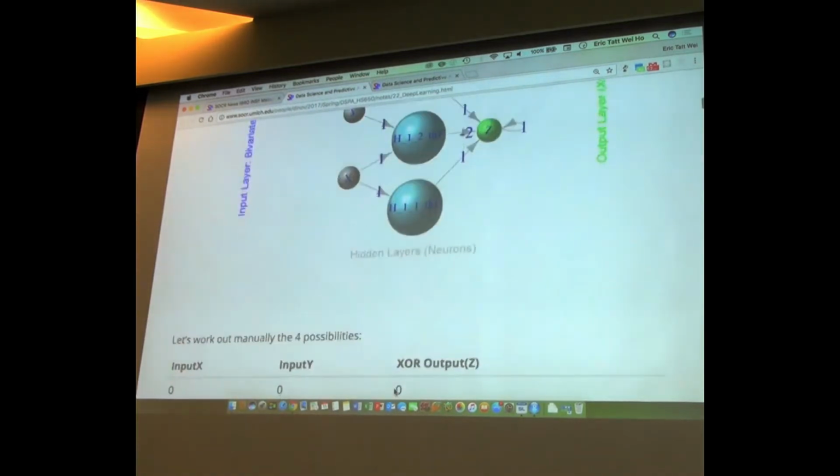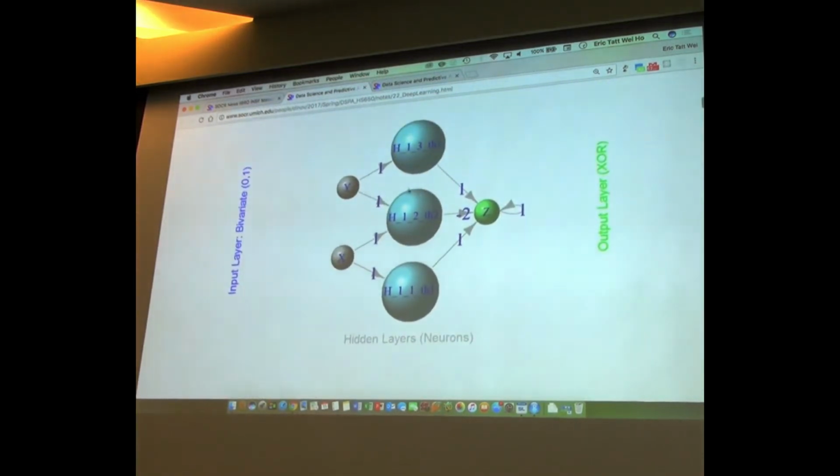And if both are 1, you guys, this thing here is going to pass the threshold, so it's going to send a 1, but its weight is -2. So the 2's that come from the top and the bottom are negated by the middle, and that's why it outputs a 0. Does everybody see that?